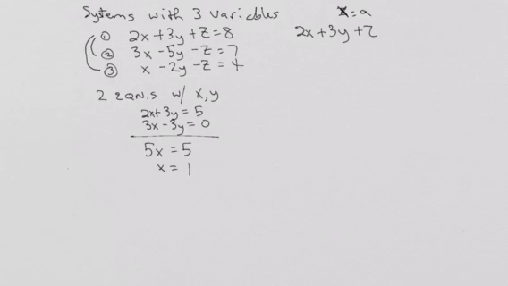I'm going to say x equals a. I'm just making up numbers. Now we're kind of stuck with x. x equals a. Our values for y and z are going to have a in them.